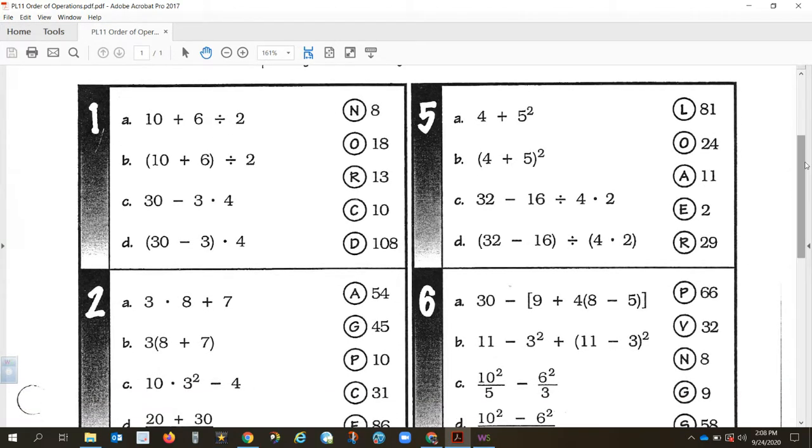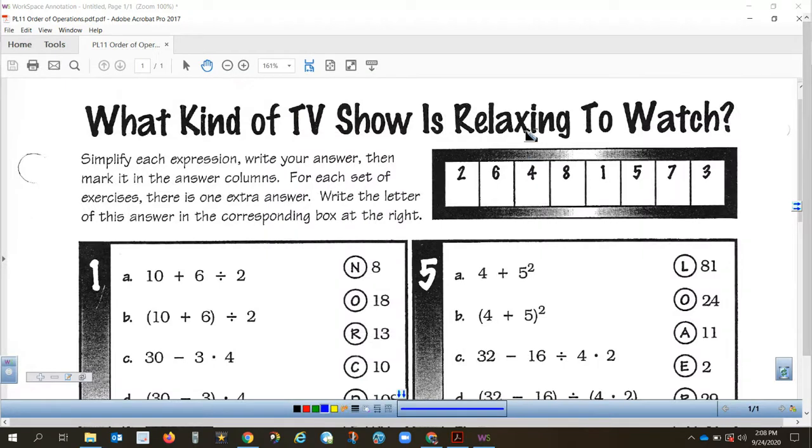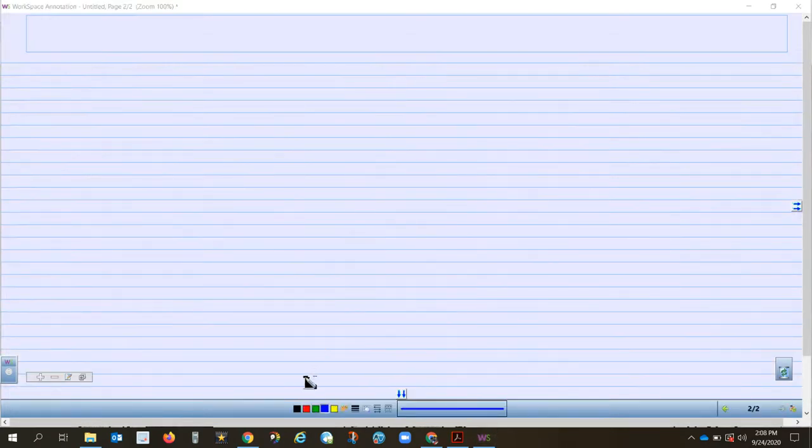Okay, so let me first do a quick review of order of operations. Order of operations means just that. It is the order that you do the operations. Operations are what we do to math: add, subtract, multiply, divide, exponents, radicals, etc. Order obviously tells us first, second, third, fourth, fifth, sixth, and so on.